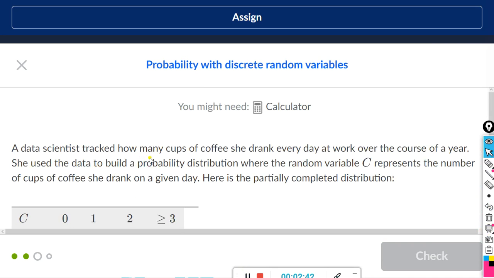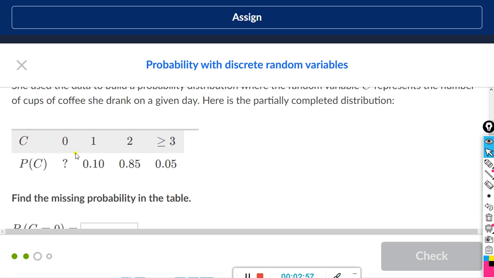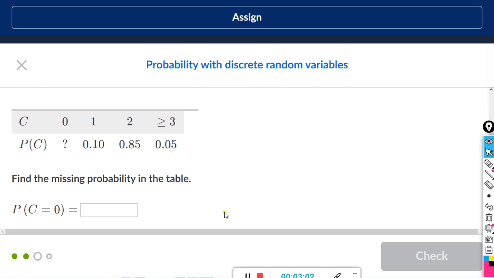A data scientist tracked how many cups of coffee she drank every day at work over the course of the year. She used the data to build a probability distribution where the random variable C represents the number of cups of coffee she drank on a given day. Here's the distribution, partially completed. Find the missing probability in the table. Like we said before, these are all of the possibilities, either 0, 1, 2, or 3 or more cups of coffee per day.